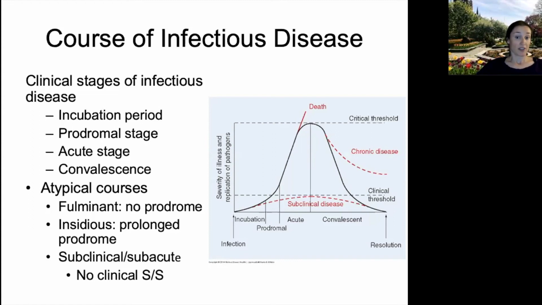You may have atypical courses of an infection that could include fulminant, which is a severe reaction, and you may not have a prodromal effect. You could also have insidious, where it's a prolonged prodromal effect. You could also have subacute or subclinical syndrome, where you may not show any clinical signs or symptoms.